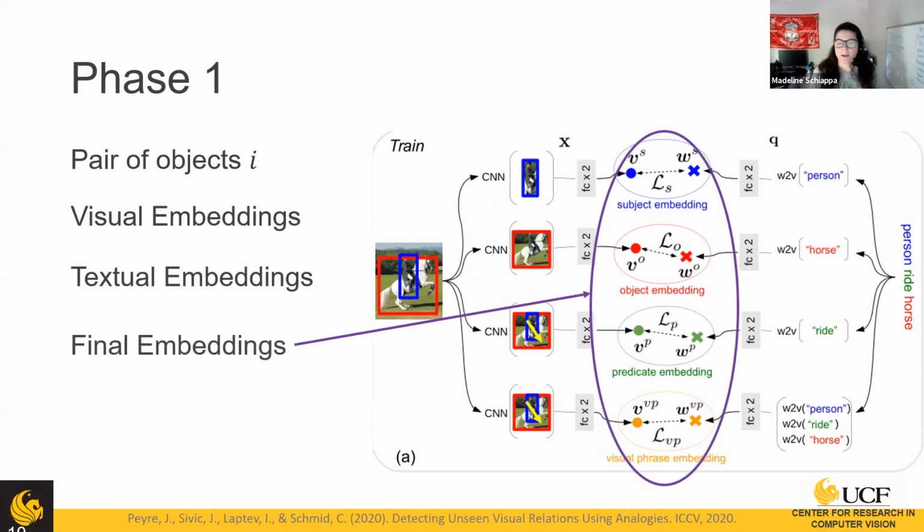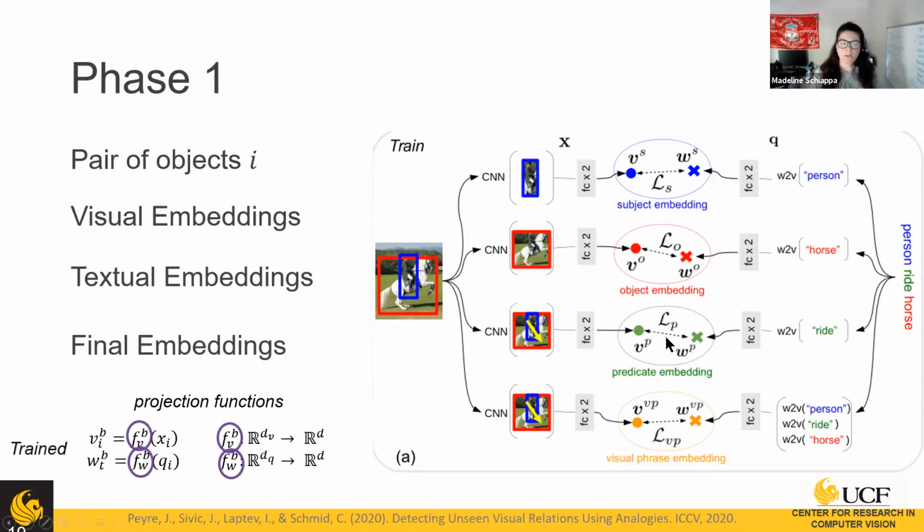Then once we get these final embeddings, we're actually going to learn projection functions that project the visual features and the text features into the same space. Part of what is trained is these projection functions. So we'll go into training on the next slide.